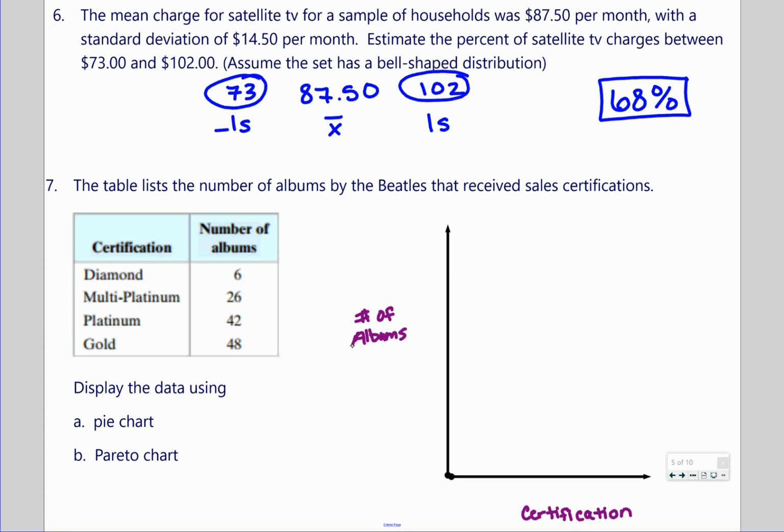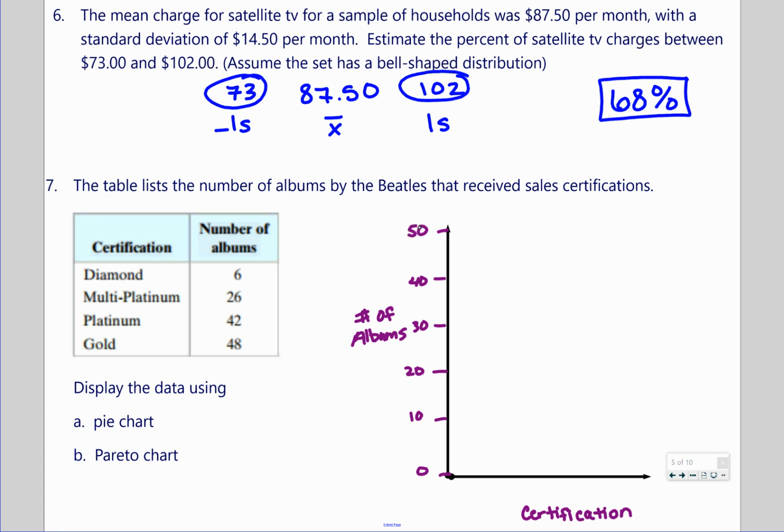As far as the vertical axis goes, I need to get all the way up to 48. So if I start at 0, maybe I count by tens, but you can count by whatever you want. That's just personal preference. So 0, 10, 20, 30, 40, 50, and we're just sketching here. We don't have to use a ruler or anything, so just do the best you can to make those equally spaced.